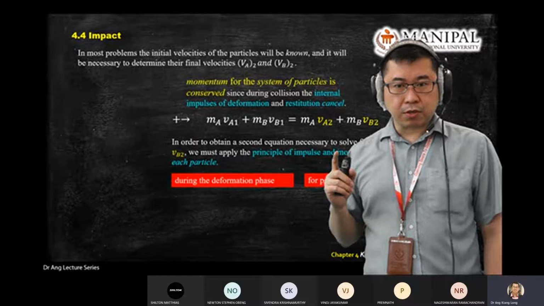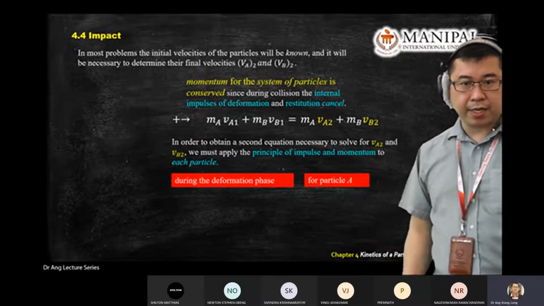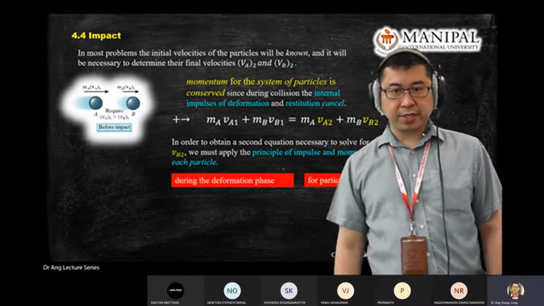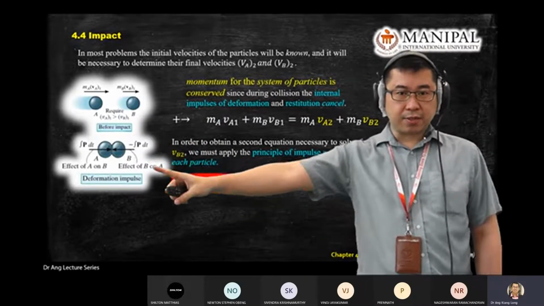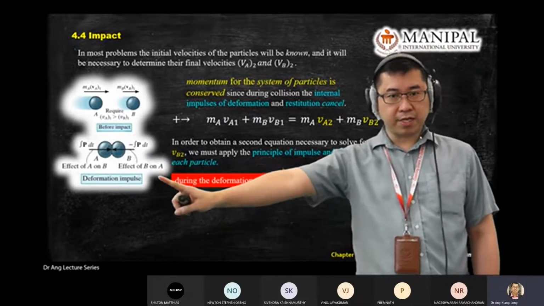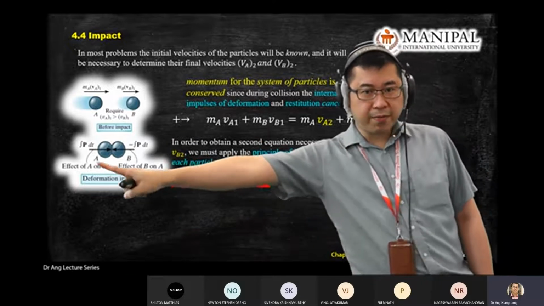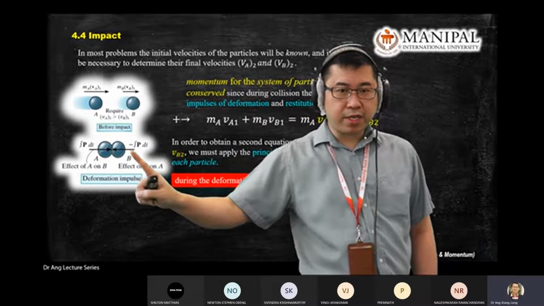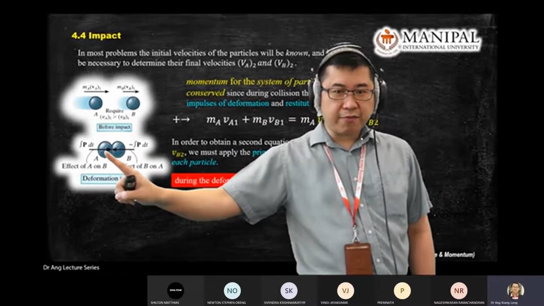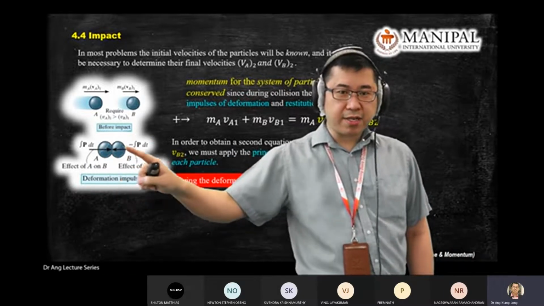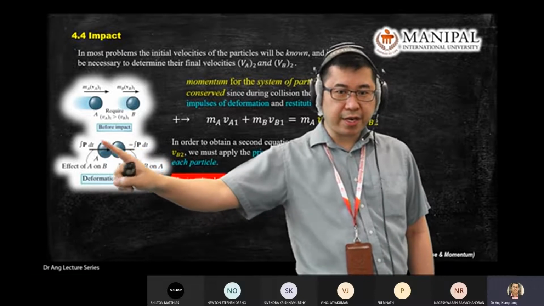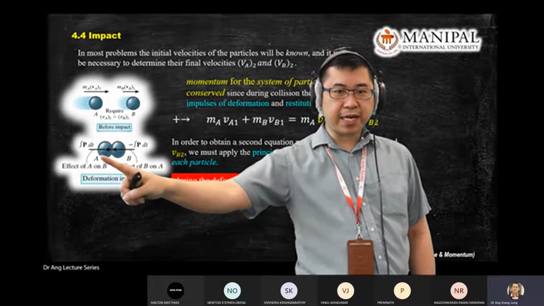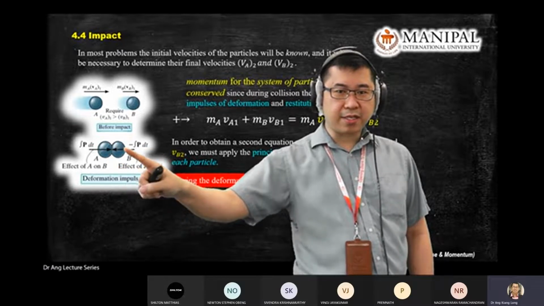Okay, so let's look at particle A during the deformation phase. During the deformation phase, we look at what happened to A. You have to understand which arrow is which. If you look at A, it is this arrow and not the other one. Don't confuse. The impulse experienced by A is this arrow.